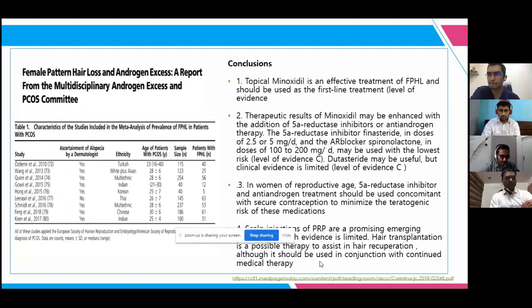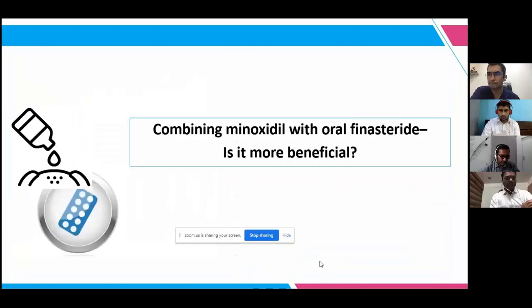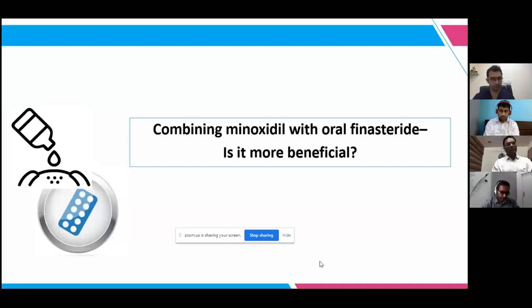So even though the level of evidence is low, maybe you can use other PRPs and maybe peptides and all those things. Maybe you can go for hair transplantation for those who are really in need. And this is definitely better than oral finasteride alone as monotherapy. The combination of both minoxidil and oral finasteride is definitely more superior than either monotherapy, like minoxidil alone or oral finasteride alone.